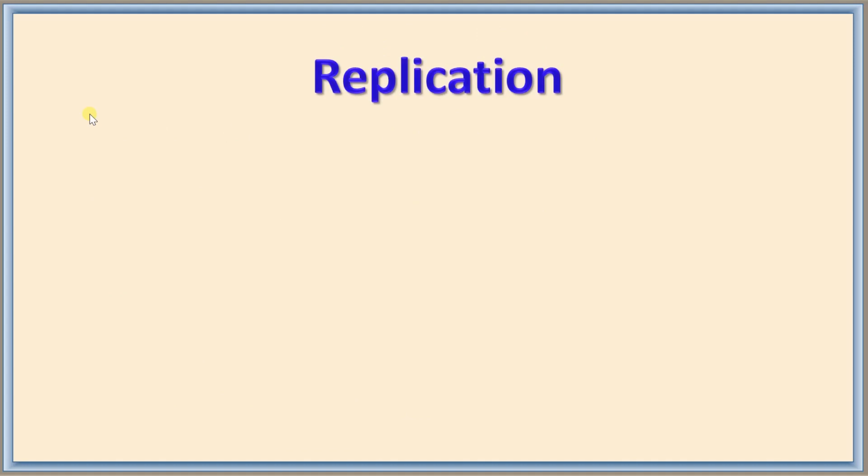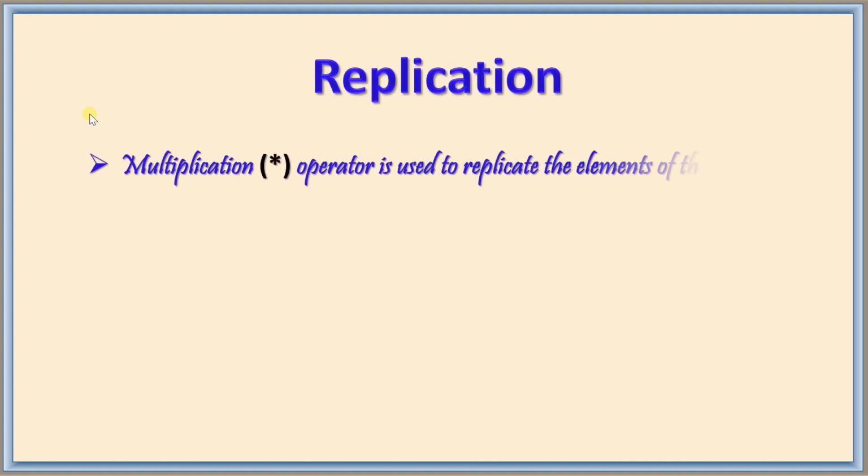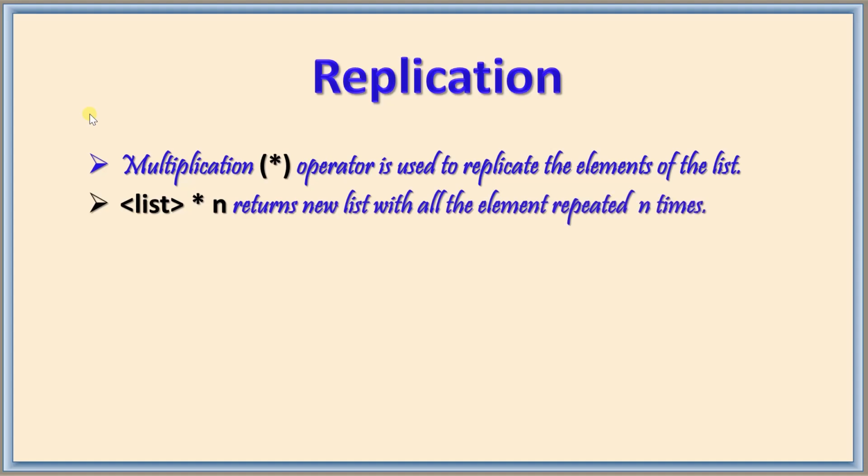Next, replication. The multiplication operator is used to replicate the elements of the list. If n is the integer given with the list, the elements are replicated n times and a new list is returned. For example, tech is the list here. If tech into 2 is given, then all the elements are repeated twice.